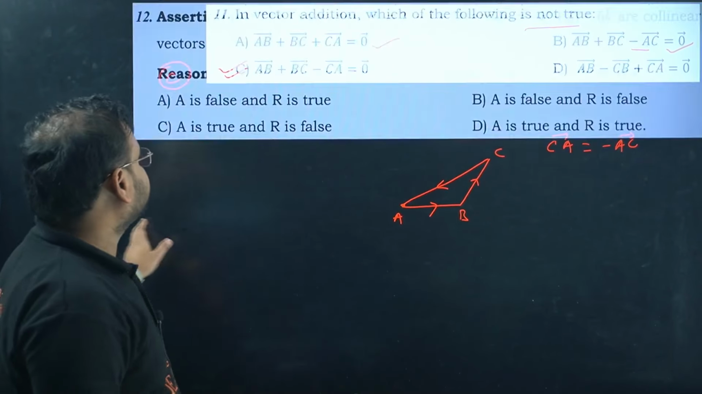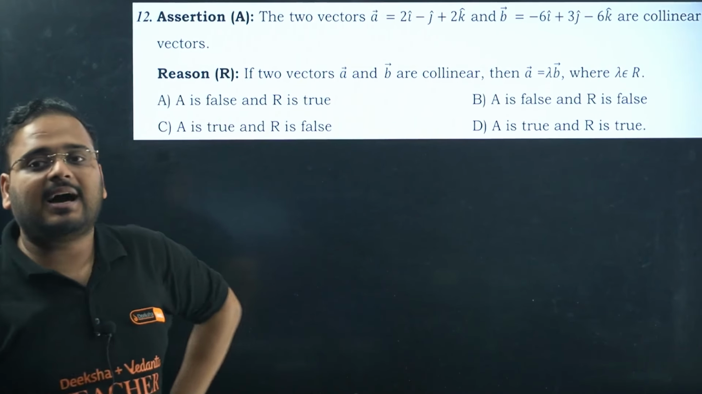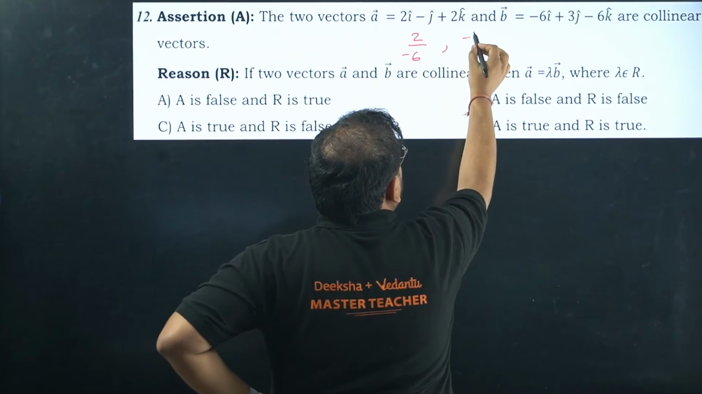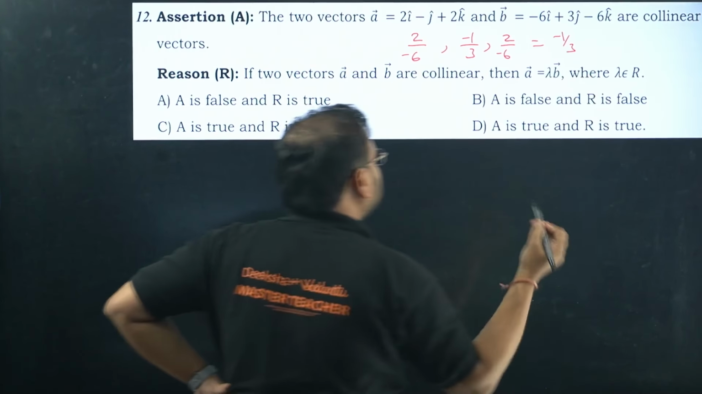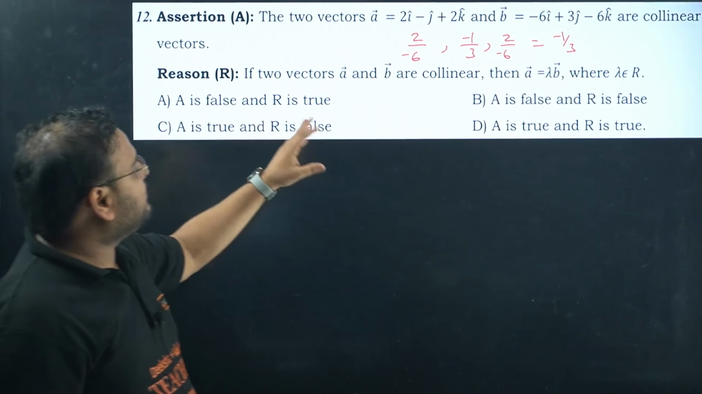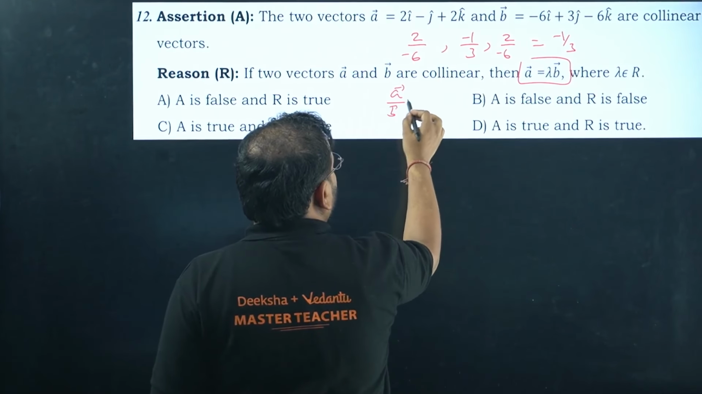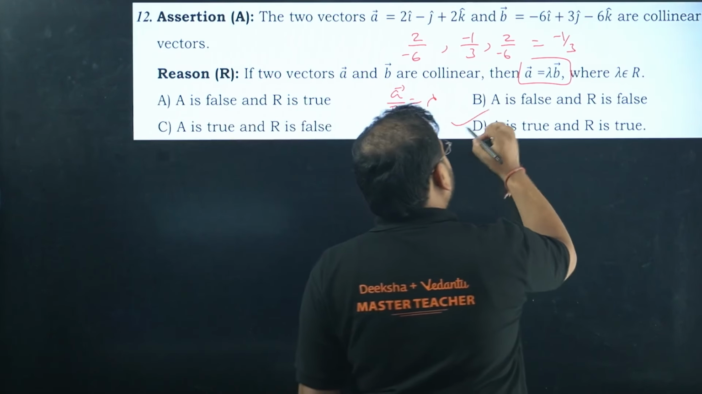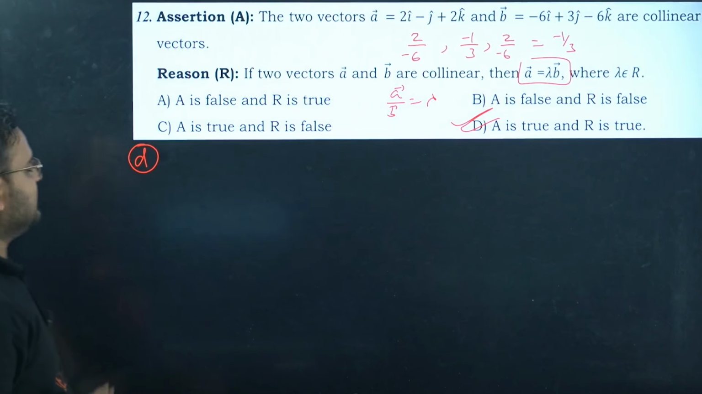Next, 12th one. The two vectors A equals 2i minus j plus 2k and B are given as collinear. Let's check. 2 upon minus 6, minus 1 upon 3 and 2 upon minus 6. Yes, all of these are equal to minus 1 upon 3. So yes, they are collinear. Statement number A or assertion is true. Let's look at the reason now. If two vectors A and B are collinear, yes, this is the form. Please check. Vector A upon vector B equals lambda. So correct. Both of these are true. Option D is correct. 11th one I gave the answer right, C. 12th is D. Moving on.